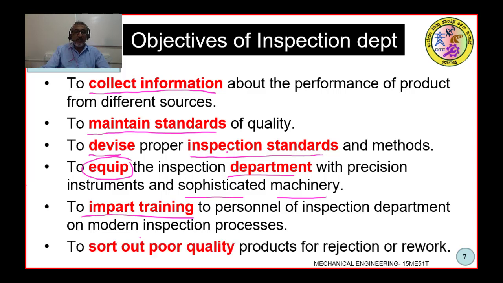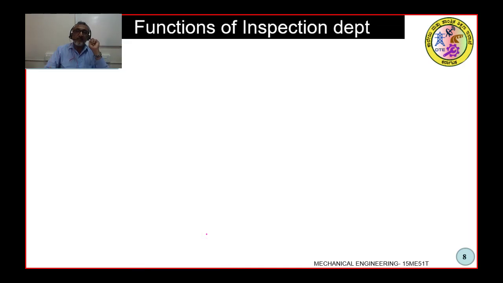And finally, the inspection also includes sorting out the poor quality items from the good quality items. That means the segregation. On one side, we have to say whether this is acceptable or whether it's not acceptable. The segregation of poor quality items from the good quality items, that is the objective of inspection.